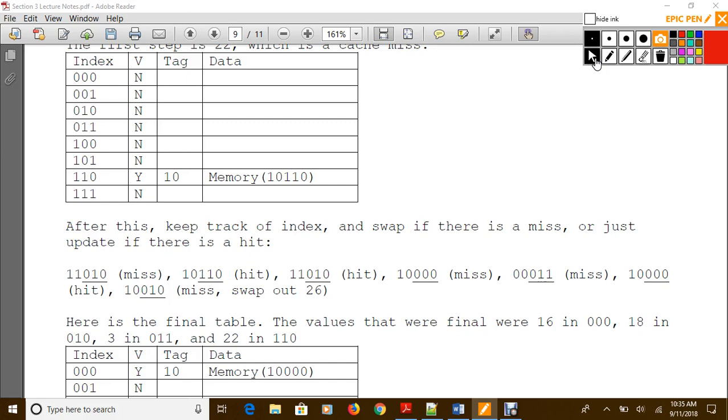So this is a big problem. It's a little outside the scope of the class. So the question is, what happens if I were to just have 26, 18, 26, 18, 26, 18, 26, 18, right? Yes, I would have to swap it out as a cache miss, swap, cache miss, swap, cache miss, swap.